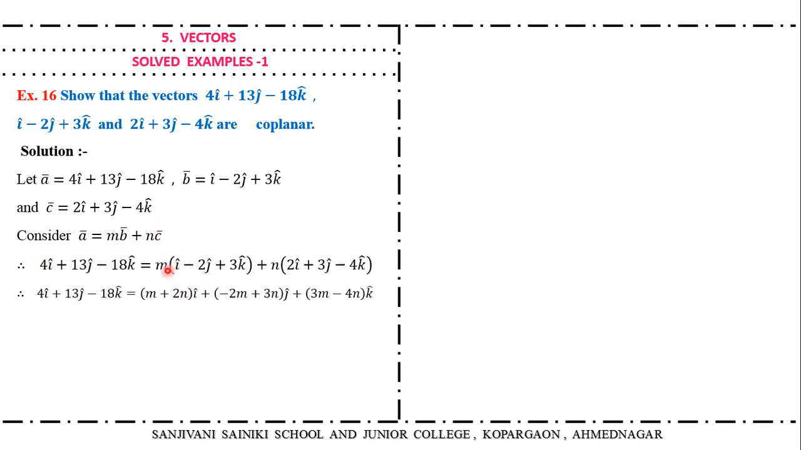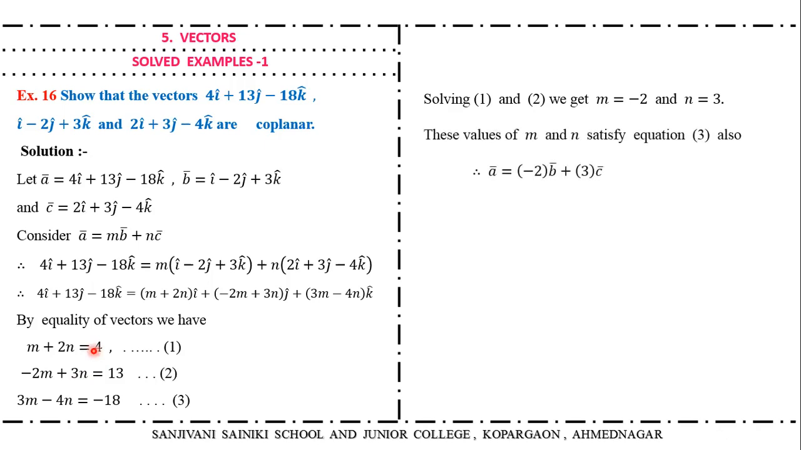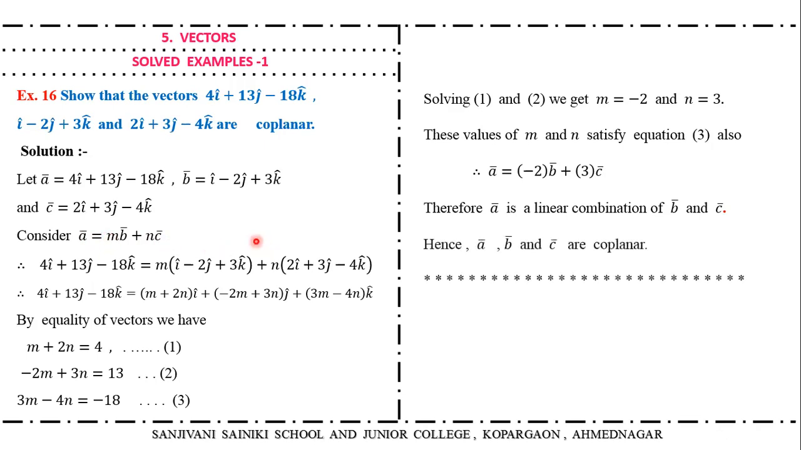So a bar is equal to m times b bar plus n times c bar. Multiply the first vector by m and the second vector by n and simplify, you get the three equations. Now solving the first two equations, we get m is equal to minus 2 and n is equal to 3, and these two values satisfy the third equation also. So there exist two scalars m and n such that a bar is a linear combination of b bar and c bar. Hence a bar, b bar and c bar are coplanar. Okay, now we will stop here.